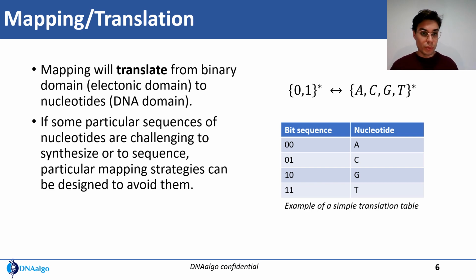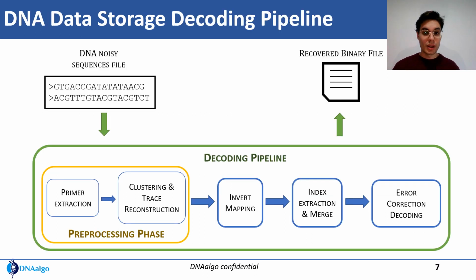The mapping will do mostly what it says. It translates information from the binary domain to the DNA domain. You can see in this table a very simple form of mapping that translates 2 bits into 1 nucleotide. But note that some technologies are not able to write arbitrary sequences. Some sequences of DNA might be challenging, and you can fit those requirements to the mapping strategies that can be adjusted accordingly. What you see here is the decoding pipeline.